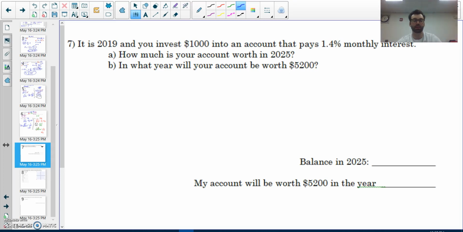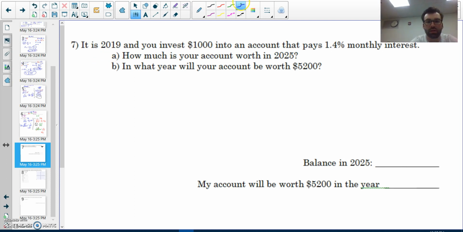And we're back. All right, let's do number 7. Okay, number 7 says, it is 2019 and you invest $1,000 into an account that pays 1.4% monthly interest. How much would your account be worth in, what the heck, in 2025?